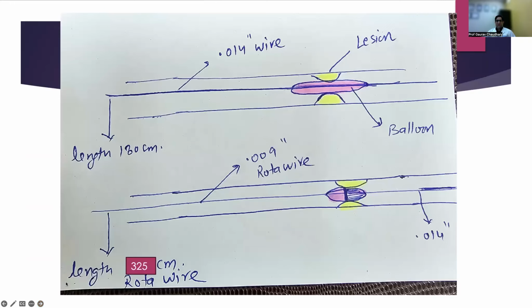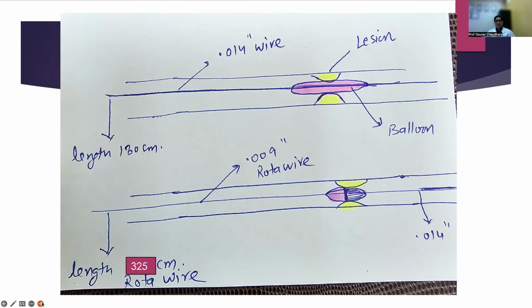So this is how we start rotablation. Just think in your mind that when there is a lesion, what we normally do in a PCI is take a balloon across it and dilate it with the balloon. In a similar way, if it is a fibrocalcific or calcific lesion, then we park the wire, that is the rotawire, across this lesion, and over this a rotablation burr is advanced. So this is almost the same thing, but here the wire is different.